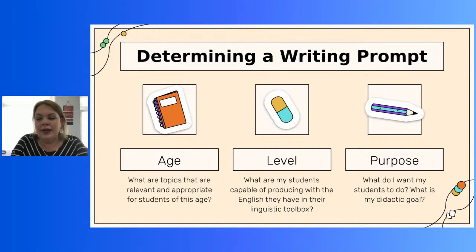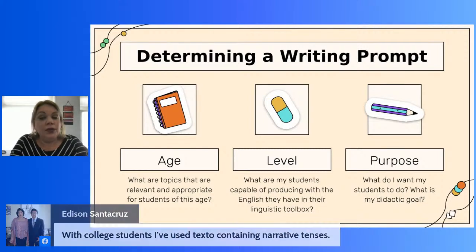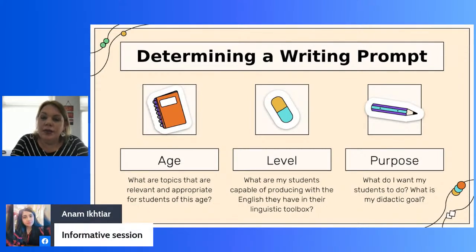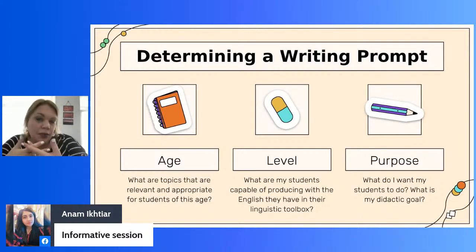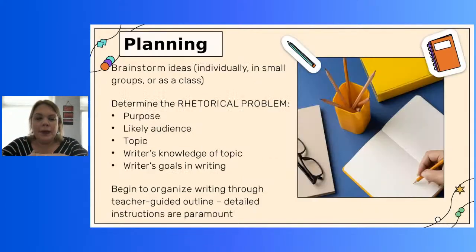Okay, we have some more ideas here for writing prompts. And so Edison says, with college students, I've used text containing narrative tenses. Okay. Describe a person you look up to, Jenny says. That's very nice. Good. All of these ideas are really nice, really, really good things for students to connect with. Because if they don't connect with the topic for the writing, they're not going to be very motivated to write, like we mentioned, right?